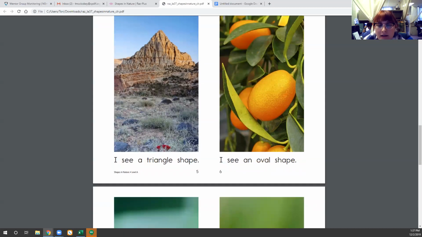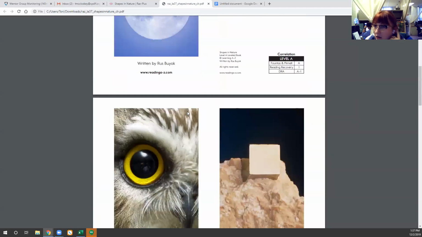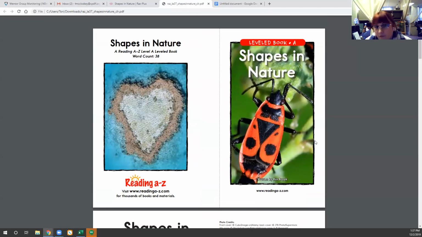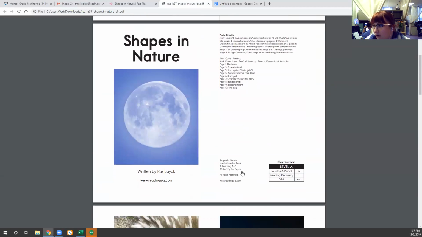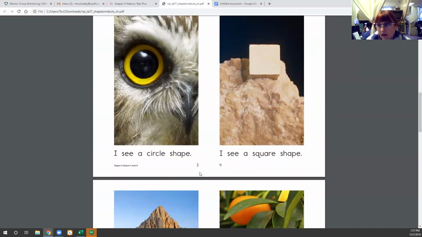So I want you to read to discover some of the many types of natural shapes, and the details will support the main idea of the book. So I'd like you to go to the beginning of your book, the first page, and let's read this title one more time. Shapes in Nature, written by Russ Buock. And let's go to page 3. Can you point to the first word on page 3? And remember to read from left to right. So we start here and we go this way.